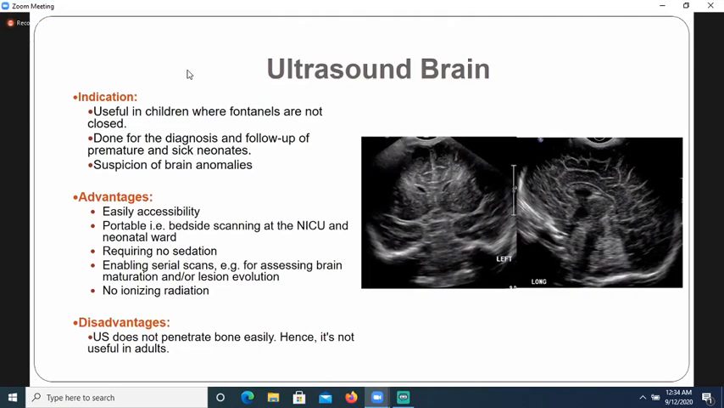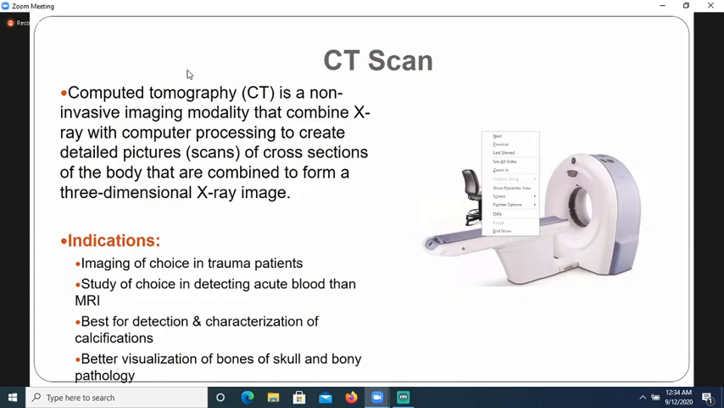Then the CT scan. CT scan is a non-invasive imaging modality that combines X-rays with computer processing to create a detailed picture of the cross section of the body. Data is combined to form three-dimensional X-ray imaging. Normally, the X-ray arrays are present which, with the computer processing, result in a three-dimensional image. So it is very important.